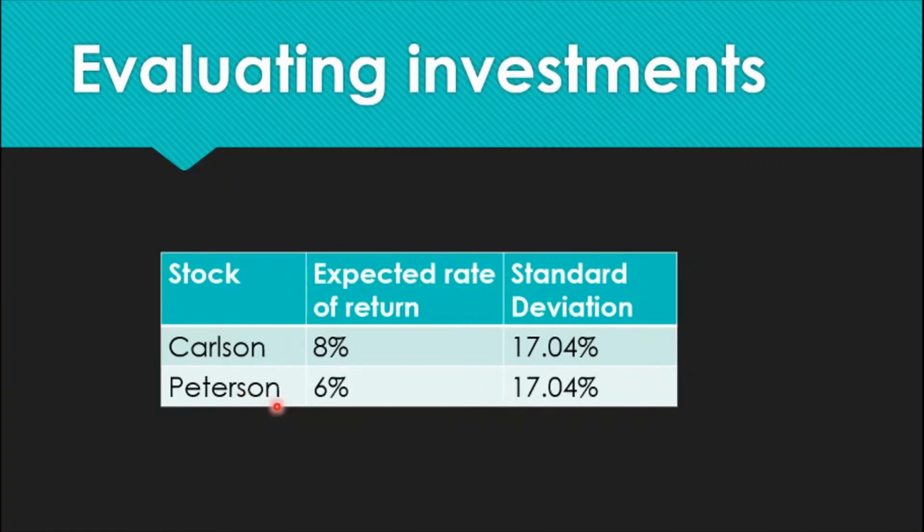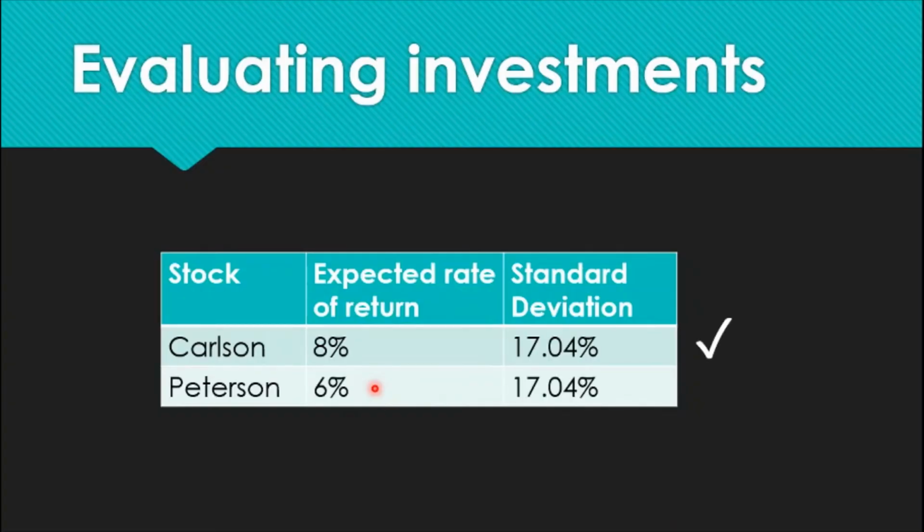Let's compare this to the stock of Peterson. So the stock of Peterson has an expected rate of return of 6% and the same standard deviation, which would be considered a better stock for investment? Obviously, it would be Carlson because they have the same level of risk, both have the same standard deviation. We are going to compare which has the better expected rate of return. Here we have Carlson with 8% versus Peterson's 6%.